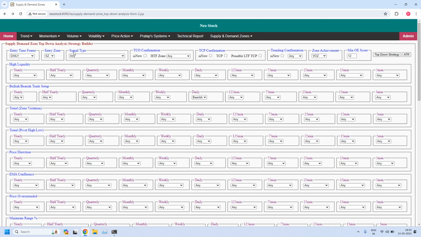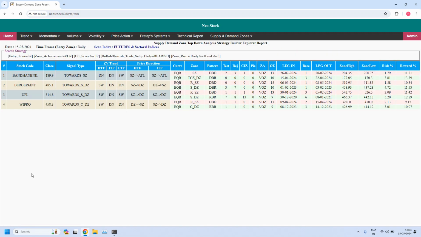Now the filters are applied to the supply zone. Earlier they were applied to demand zone because we changed entry zone to supply zone. Now all the three filters are applied to the supply zone. Now let us filter the stocks. So 4 stocks are filtered. These 4 stocks are supporting bearish trade setup for monthly income trade.